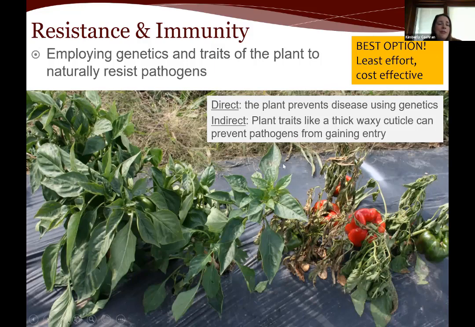It is by far the least effort, and it's usually really cost effective. The downside is that we don't have resistant varieties for every pathogen out there, and we don't have resistant varieties in every crop. For example, olive is very susceptible to cotton root rot, but we don't have any resistant varieties to cotton root rot in olive. That's actually a project that I'm working on. So that's an example of, we would love to have that option, but we just don't right now. And that's one key area of plant breeding programs where scientists are always trying to advance that and get more resistance options for disease management.